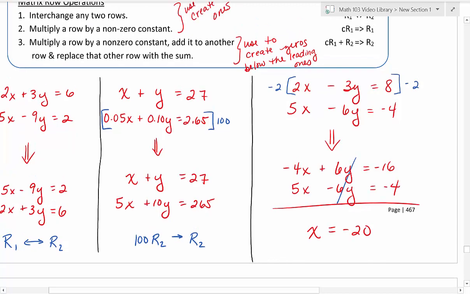Well, that right there is our third row operation. We multiplied one of the rows by a non-zero constant. We multiplied by negative 2. Then we added it to another row. And then we'll have this new row to replace it with. Writing down this row operation, this would be negative 2 times row 1 plus row 2 for a new row 2.